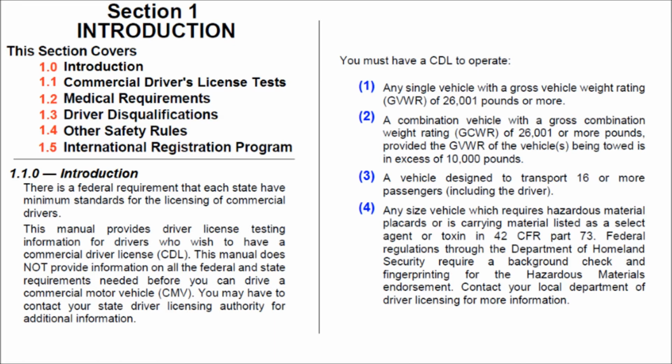4. Any size vehicle which requires hazardous material placards or is carrying material listed as a select agent or toxin in 42 Code of Federal Regulations, Part 73. Federal regulations through the Department of Homeland Security require a background check and fingerprinting for the hazardous materials endorsement. Contact your local Department of Driver Licensing for more information.